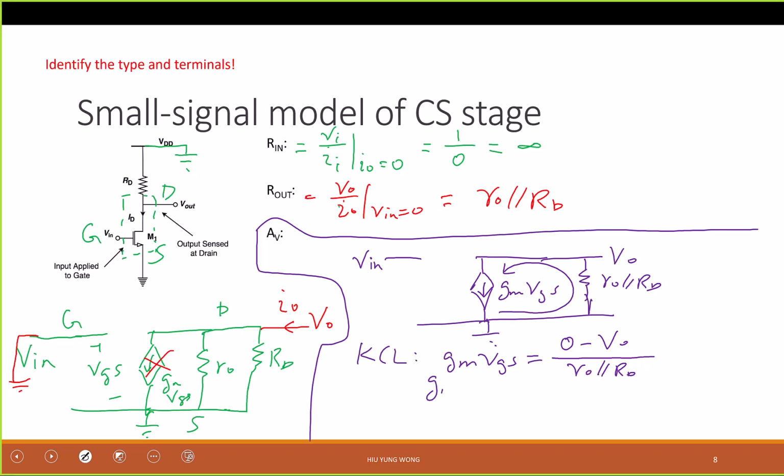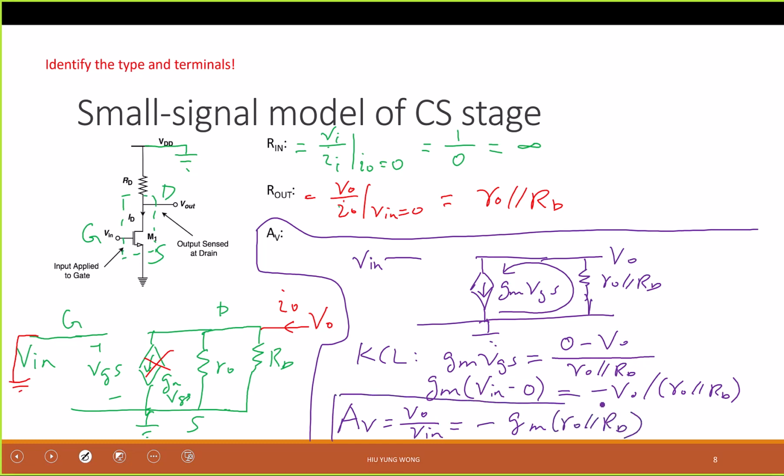What is VGS? Can we be careful again? What is VG? V in. What is VS? 0. Again, we are very careful about this. Okay? So with this, I have V out and V in in this equation. So the gain, by definition, is V out divided by V in, which equals negative GM RO parallel RD. Is this okay? Now I am doing this very slowly, right? But the main point is that you need to be very careful about each step. Then you won't make mistakes. If you are not careful, you might get a positive gain.